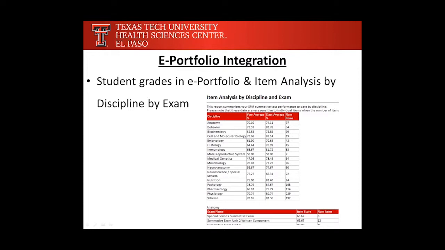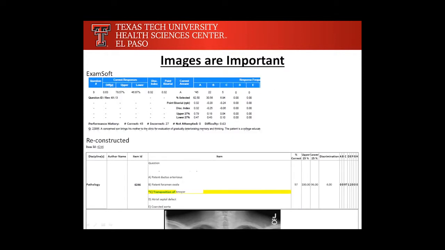This is just a quick example of what our students' e-portfolio item analysis by discipline per exam looks like. So each student, we're able to automatically send this information out to their e-portfolio that breaks down each exam. If you notice down at the bottom, it's broken by discipline, anatomy, and then several exams that pertain to anatomy and the disciplines. So not only does this give the students their average, but it also benchmarks or compares them to a class average. And that way it gives them a better understanding of how they're doing.